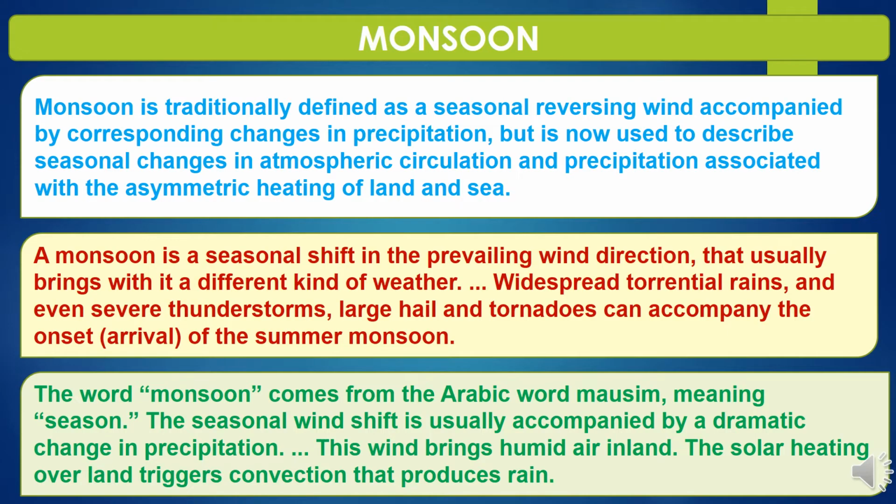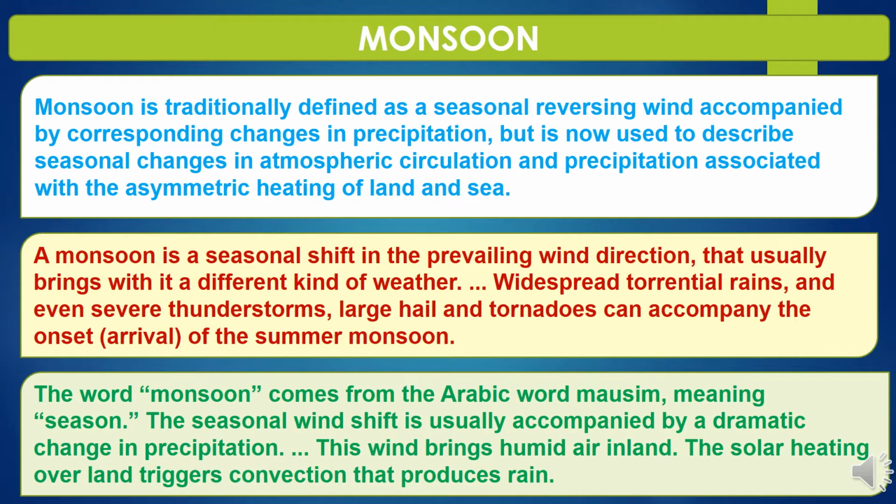What is monsoon? Monsoon is traditionally defined as a seasonal reversing wind accompanied by corresponding changes in precipitation, but it is now used to describe seasonal changes in atmospheric circulation and precipitation associated with the asymmetric heating of land and sea.